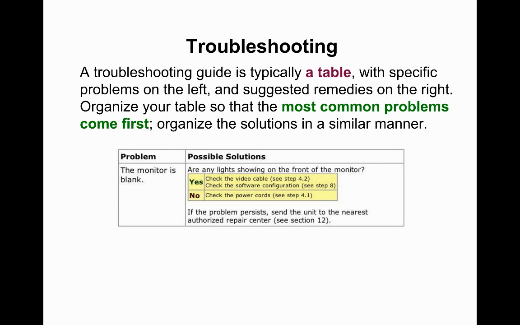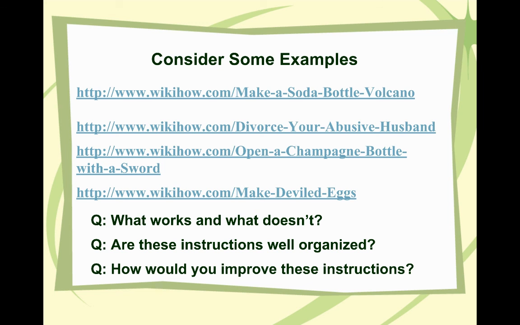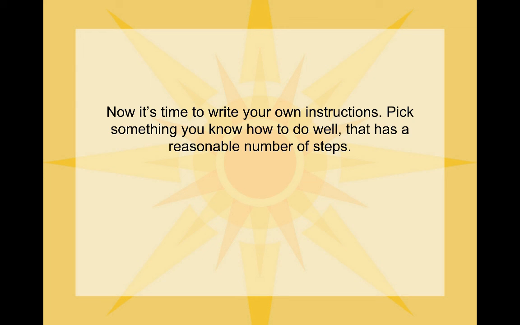Here's a good way to organize troubleshooting: use a table, and sometimes a table within a table. On the left-hand side, present the problem. On the right-hand side, the solutions, with a question and answer, so that if the person's having a real struggle, they can quickly find that information. I've given you some examples here of different things that are online from WikiHow. You can think about what works and what doesn't, but obviously we also have lots of samples in our packet. So go read this section in the course packet.